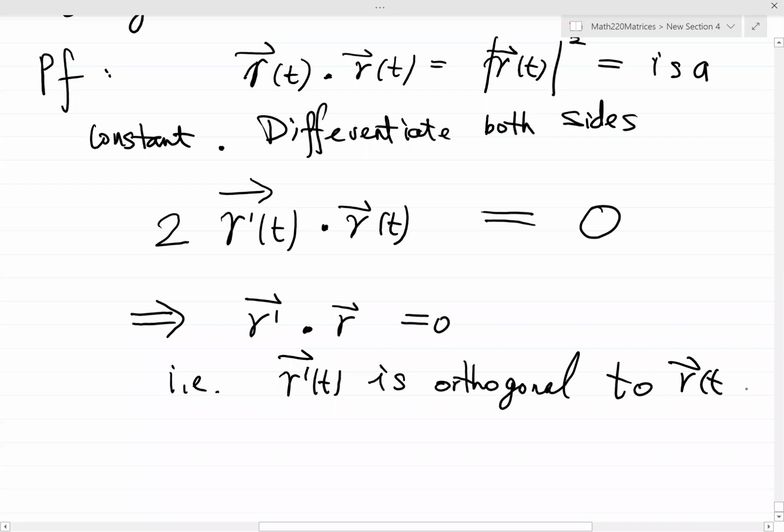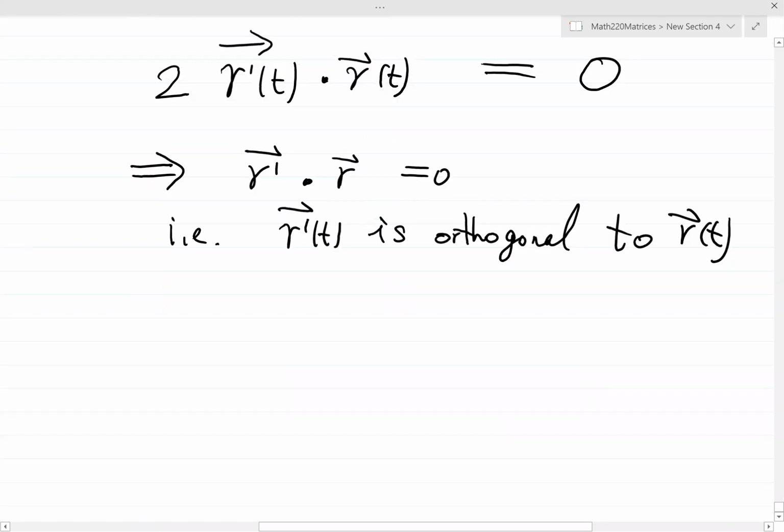Okay. So this tells us if a particle is traveling on a sphere, then the velocity is always perpendicular to the position function. The velocity is always perpendicular to the position.